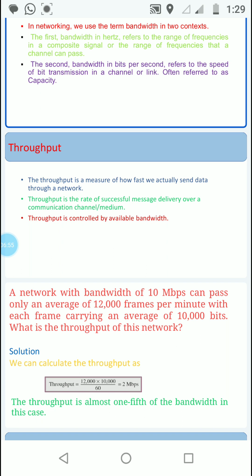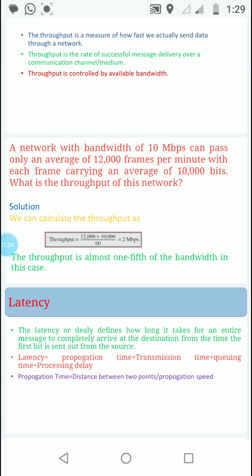Consider a network through which 12,000 frames per minute pass, with each frame carrying an average of 10,000 bits. What is the throughput of this network? We can calculate the throughput as 12,000 multiplied by 10,000 divided by 60, that is 2 Mbps. The throughput is almost 1/5 of the bandwidth in this case.